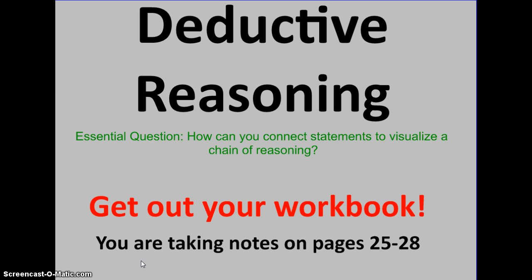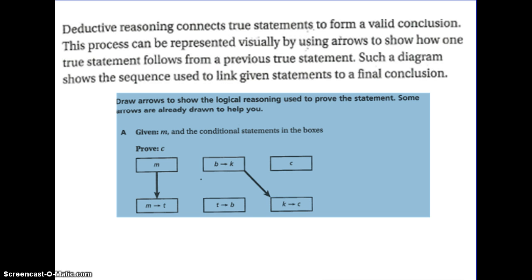Alright, so today we are talking about deductive reasoning. Think along the lines of Sherlock Holmes. Sir Arthur Conan Doyle wrote those books, and they've been portrayed in all kinds of new movies and everything like that. So I know you guys are familiar with it. Alright, so deductive reasoning, it says here, connects true statements to form a valid conclusion.